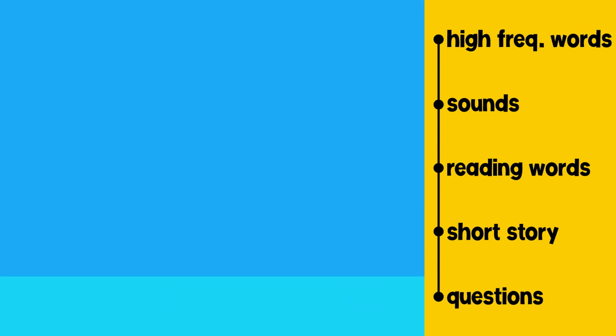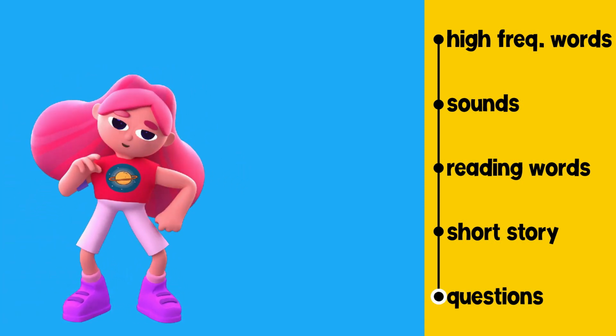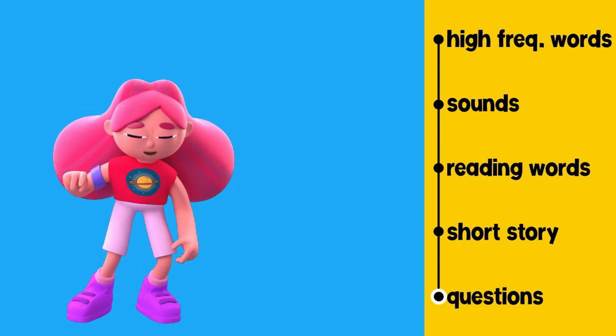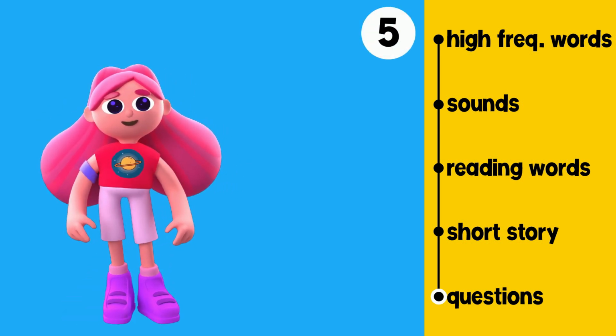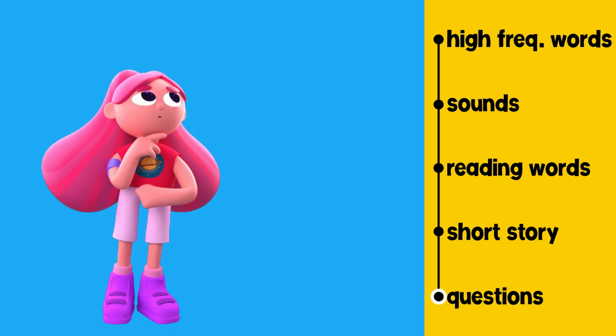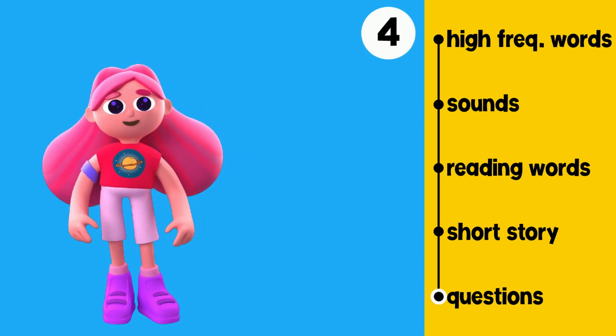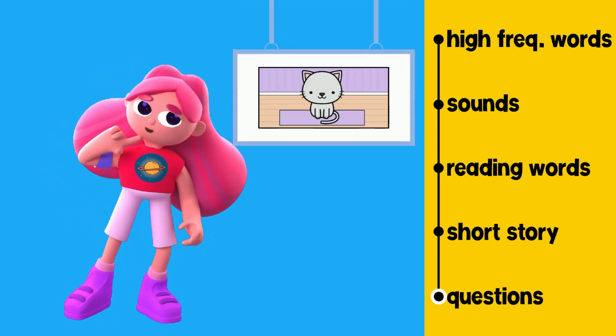Wow, great job. Now we'll finish up with a few comprehension questions. Here we go. Who is the story about? If you said the cat, then you're right. What did the cat sit on in the story? If you said the mat, then you got it.